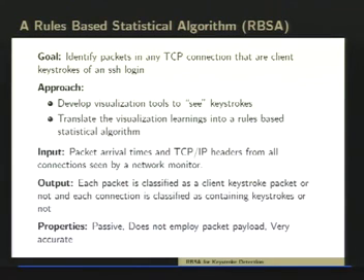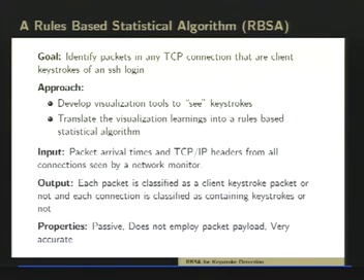So what we've got here is a rules-based statistical algorithm. The rules-based portion of the name comes from the fact that we use some of the domain knowledge of TCP and SSH and how they behave to construct some rules. Whereas the statistical algorithm portion of the name comes from the fact that we're looking at the distributions of some timings and packet sizes and such.